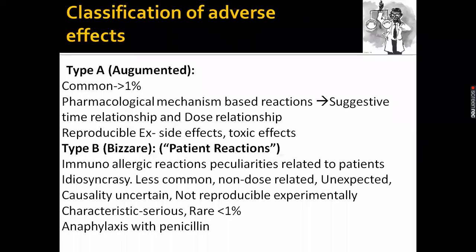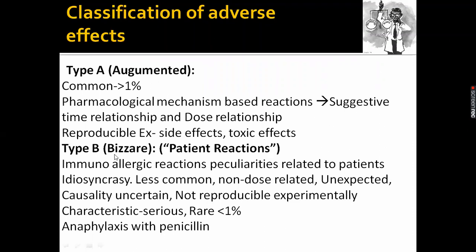If we come to the classification of these adverse effects, we have type A, type B, type C, and type D as a major classification. Type A is augmented, the most common type, where the pharmacological mechanism-based reactions will be there. For example, this drug will be used for its antacid properties. So the augmented action will be based on the antacid properties, that is decreased food absorption, or not being able to kill the bacteria because there is suppression of the acidity.